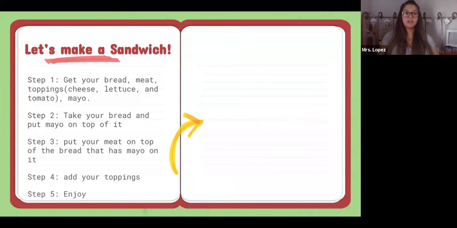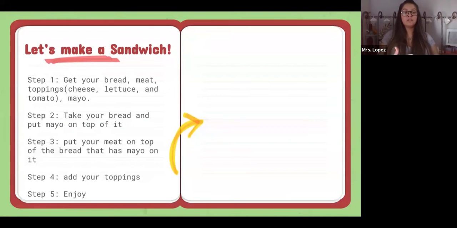So let's make a sandwich today. So step 1, we're going to get our bread, our meat, and our toppings: cheese, lettuce, tomato, and mayo. We're going to take our bread and put the mayo on top of it in step 2. Step 3, we're going to put our meat on top of the bread that has the mayo on it. Step 4, we're going to add our toppings. And then step 5, we're going to enjoy it.